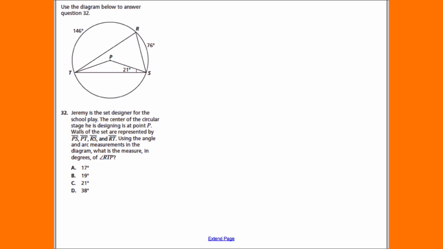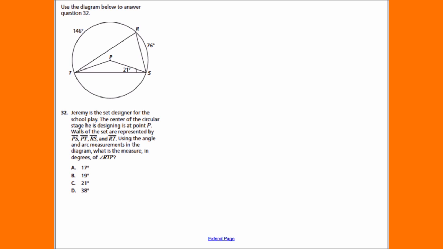Let's look at 32. Use a diagram below to answer the question. Jeremy is the set designer for the school play. The center of the circular stage he is designing is point P. Walls of the set are represented by segment PS, segment PT, segment RS, and segment RT. Using the angle and arc measurements in the diagram, what is the measure in degrees of angle RTP?